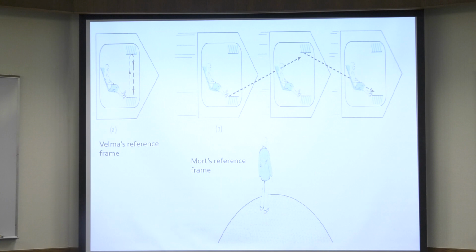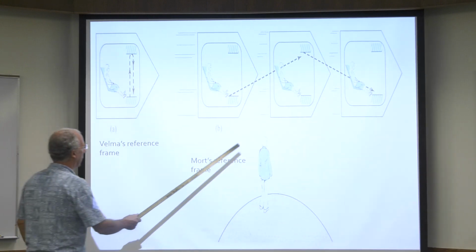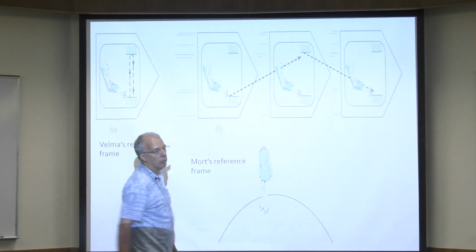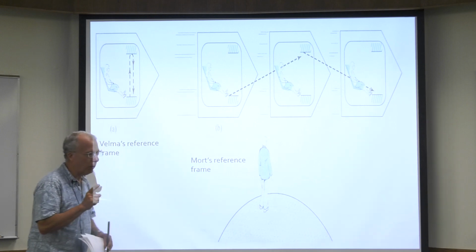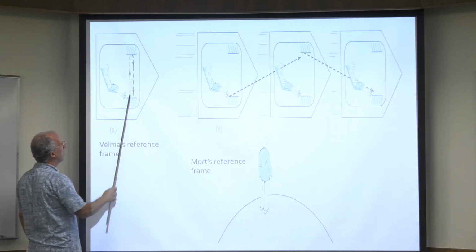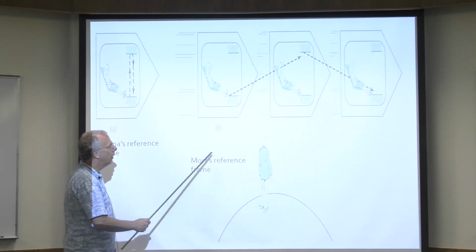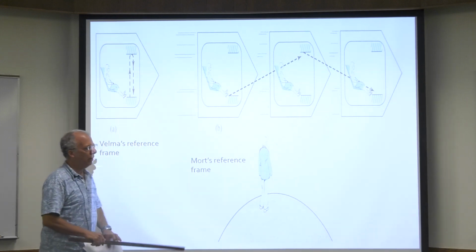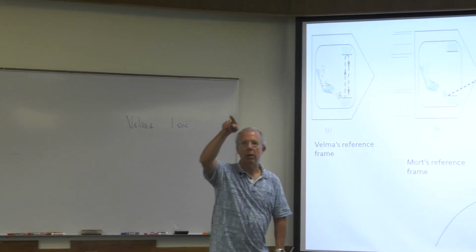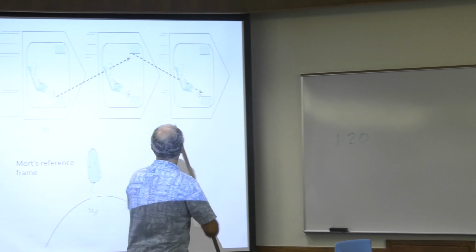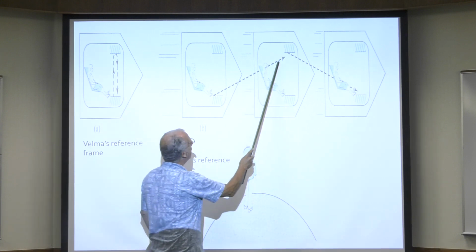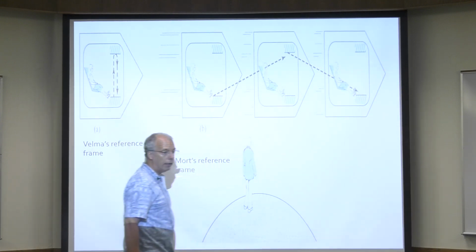All right, now let's switch reference frames. Let's go to Mort. Now, Mort's just standing still on the earth, so he sees Velma zipping by to the right. Now, what does he see, though? According to Velma's reference frame, the photon just went up and straight down. But for Mort, the rocket's going to the right. So it looks like this. So according to Mort, he sees the light go this way, reflect, and then go that way. Agree?